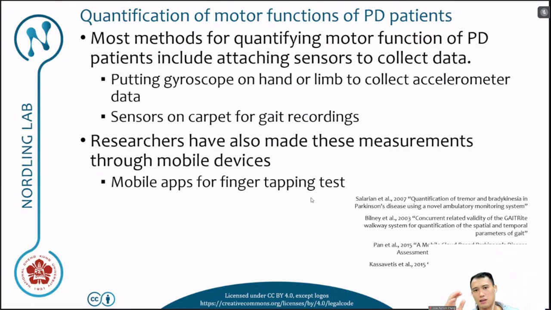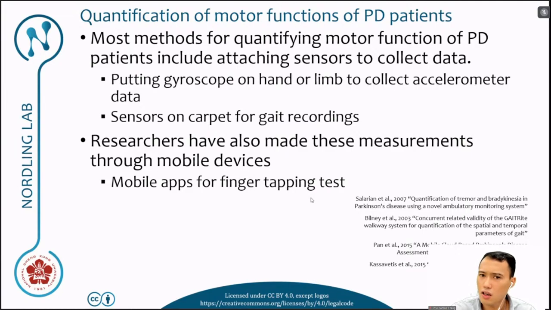It is worth noting that in the past years, there have been several studies that aim to quantify the motor function of Parkinson's disease patients. What they aim to do is to attach sensors to collect data. For example, there's this study that was putting smartwatches on people's wrists. These smartwatches have gyroscopes and accelerometers, so they would look at the data to assess how the shaking of these patients is. Or for example, they would have a carpet with sensors, and make the subject walk on the carpet to see what force the subject is exerting as they move, to see how their balance is.